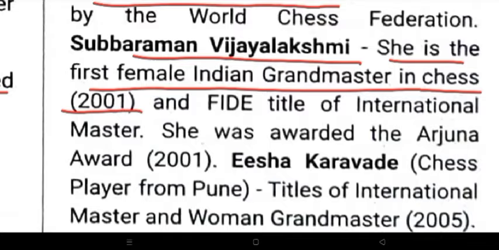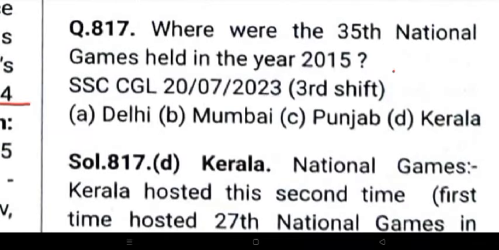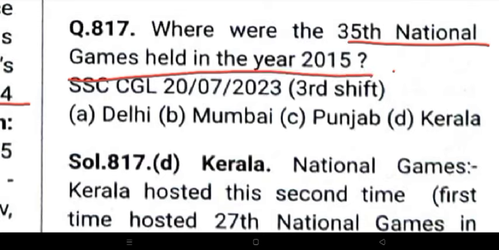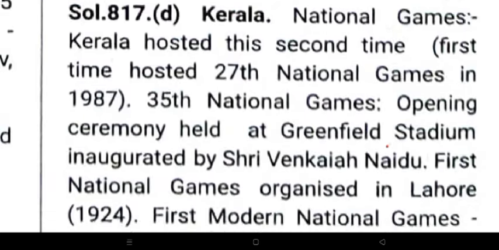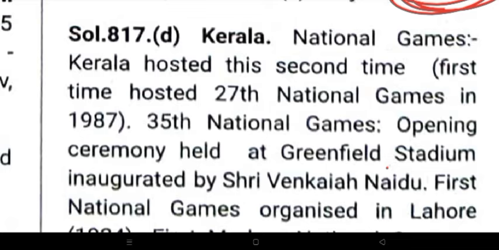Next is where the 35th National Games were held in the year 2015. It was Kerala. Kerala hosted the National Games for the second time. The first time, it hosted the 27th National Games in 1987.